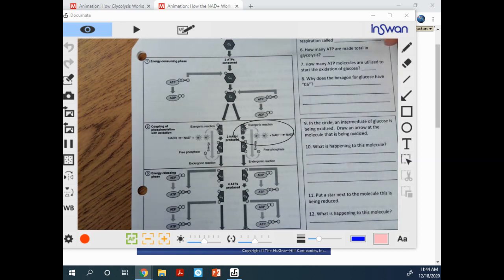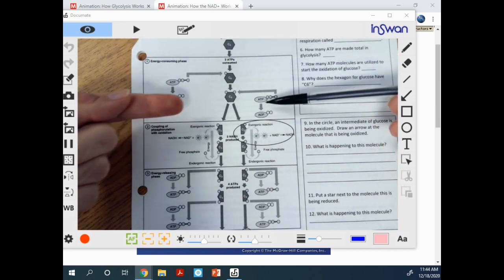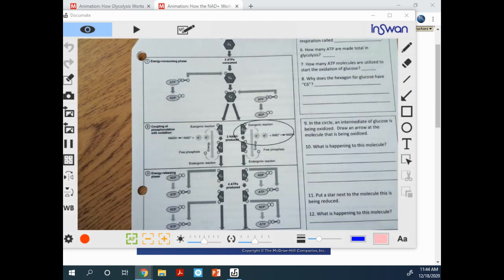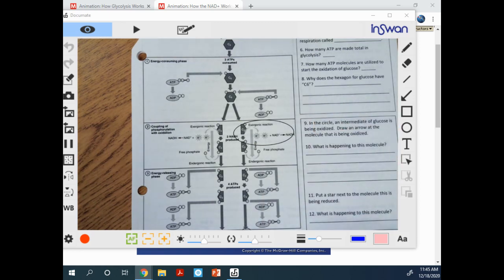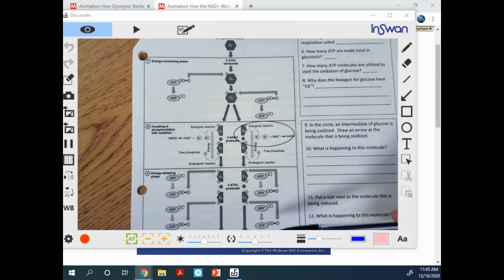So a few things. I just want you to take a minute to look here and see if this makes sense, because it should resemble some of the things that we did on our poster. Okay, so just take a second to study that diagram.